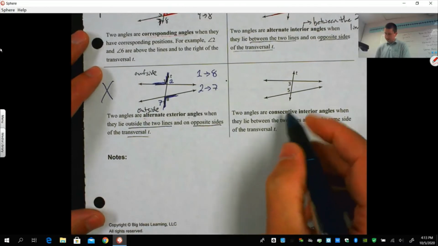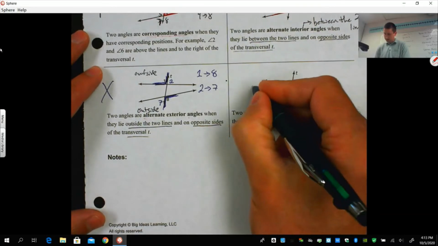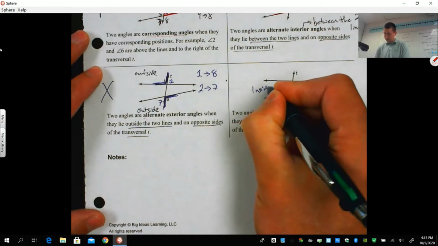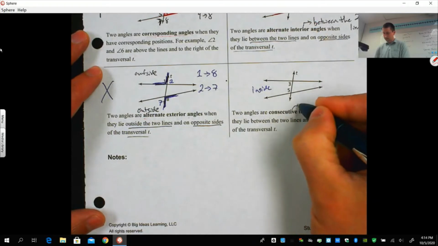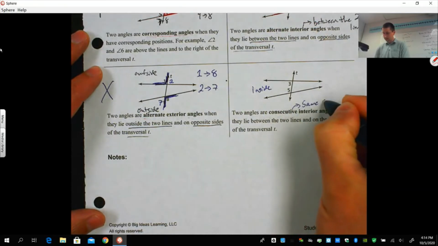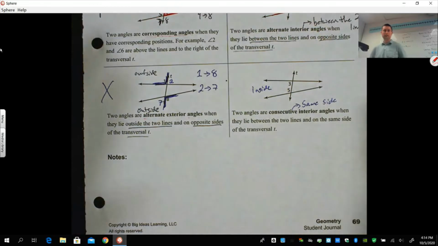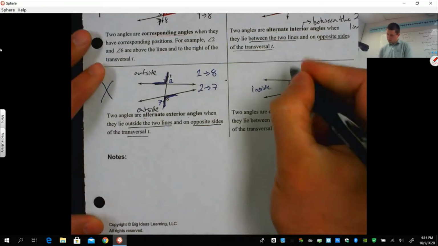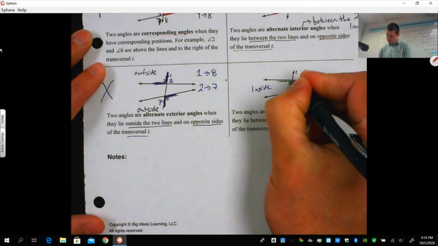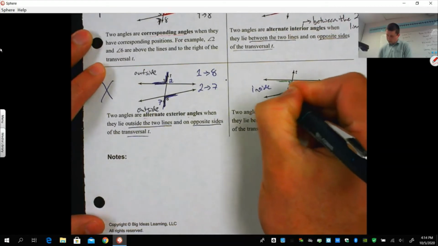Final one are consecutive interiors. So again, we have to be on the inside. Consecutive means the same side. Sometimes these can be called same side interior angles. The consecutive, it helps to, let's do green. Here's angle 3. Here's angle 5.